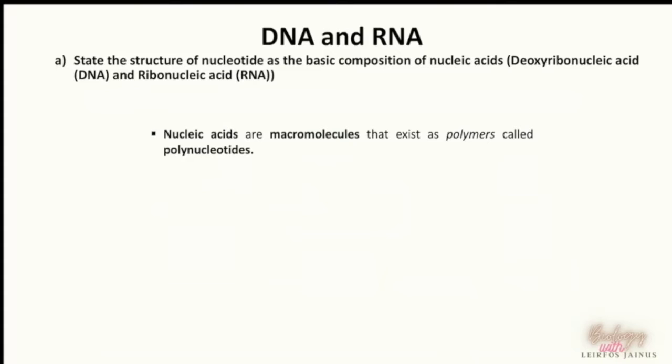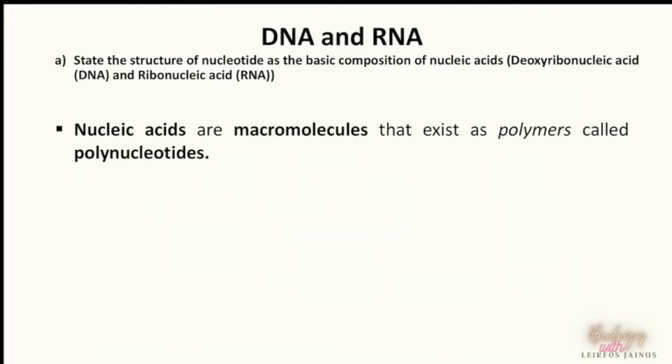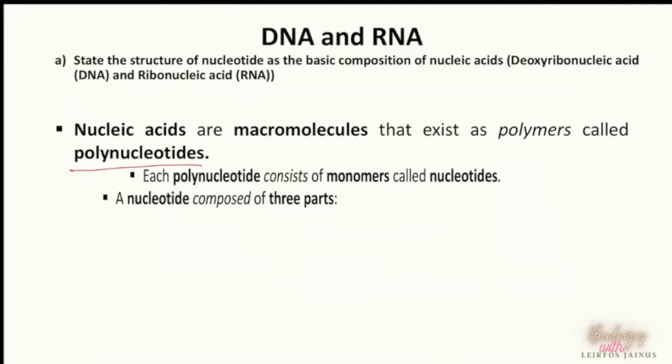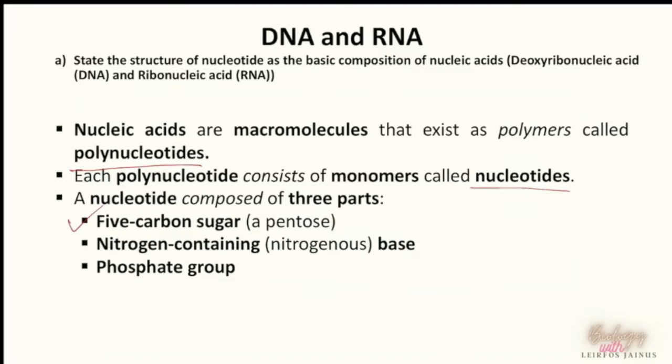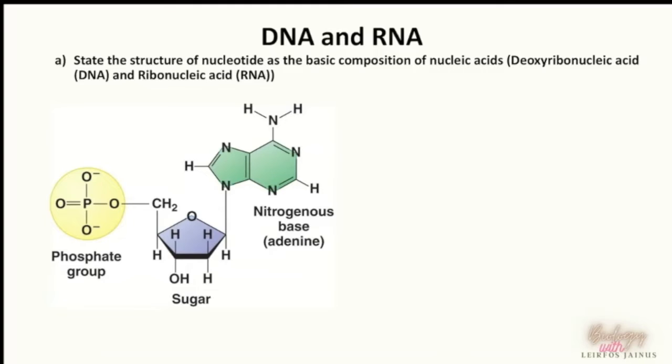Nucleic acids are macromolecules that exist as polymers called polynucleotides. Each polynucleotide consists of monomers called nucleotides. A nucleotide is composed of three components: the 5-carbon sugar, a nitrogen-containing base, also known as a nitrogenous base, and a phosphate group. This is the basic structure of a nucleotide. It consists of sugar, phosphate group, and nitrogenous base.